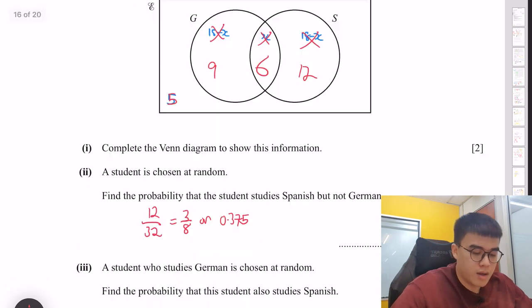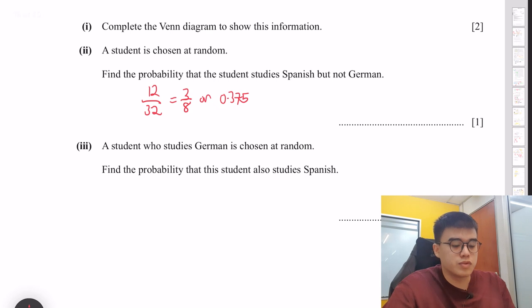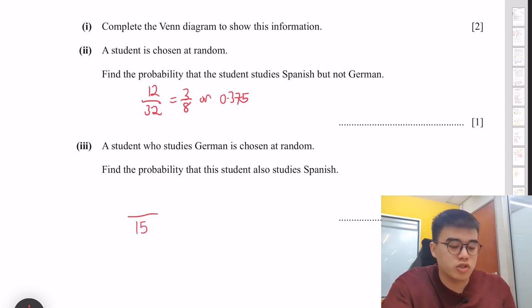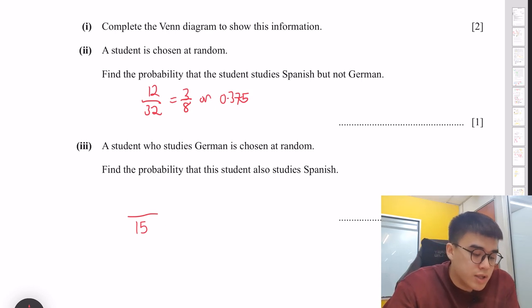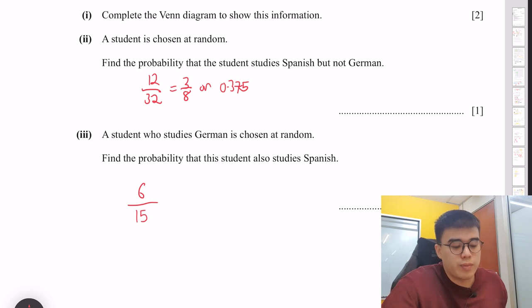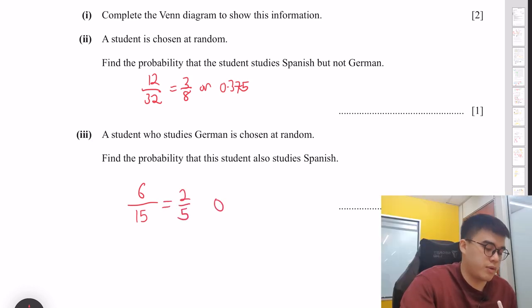Moving on. We have a student who studies German chosen at random. This will immediately narrow down the total number of students. It decreased to 15. And among those who study German, also study Spanish. So we calculated there's only 6 of them. So 6 over 15 will be your answer. Or you can write it as 0.4.